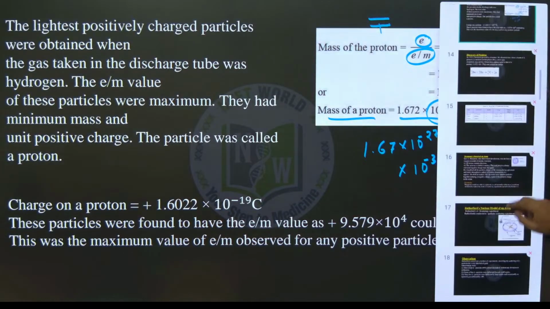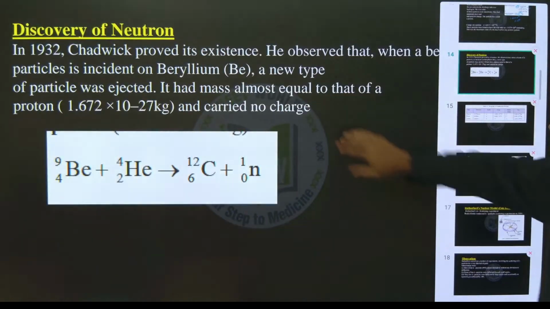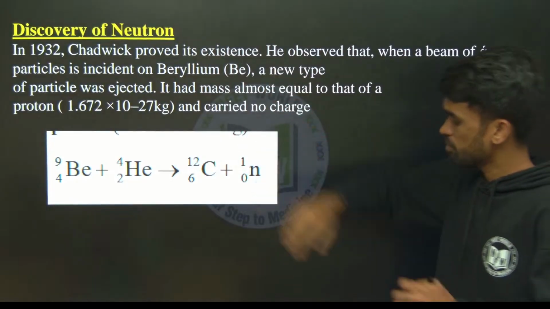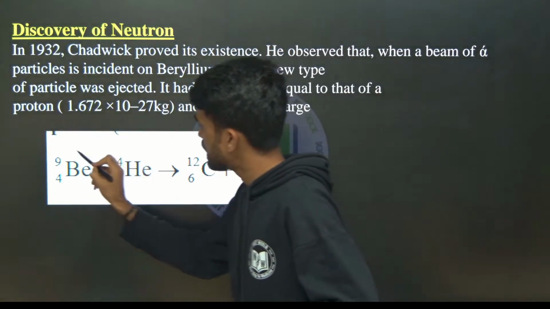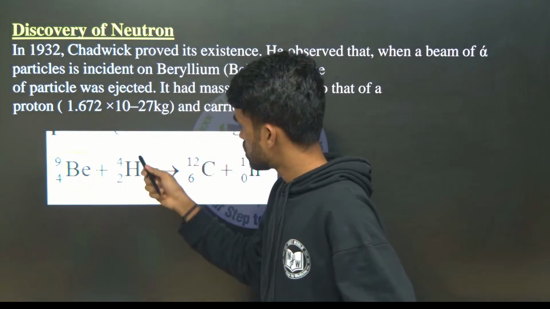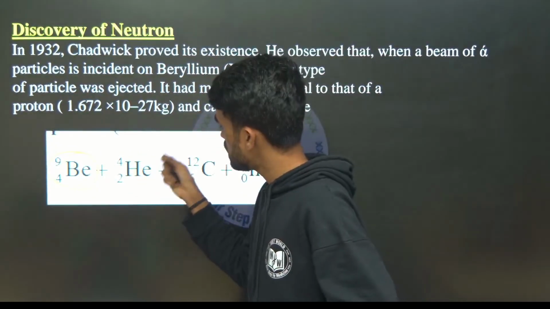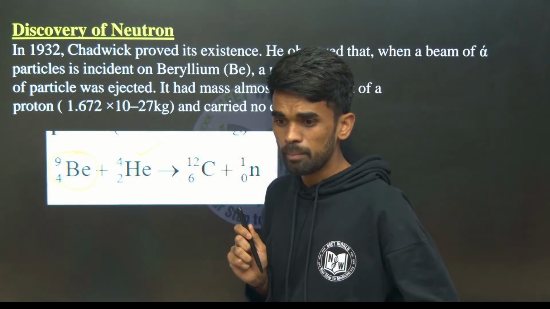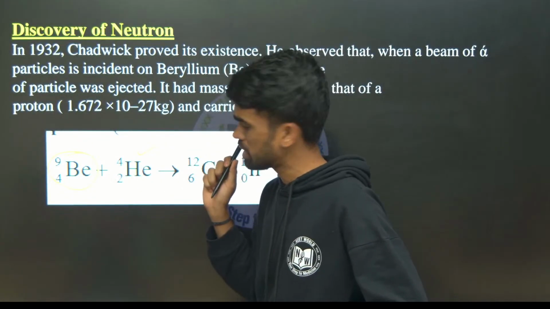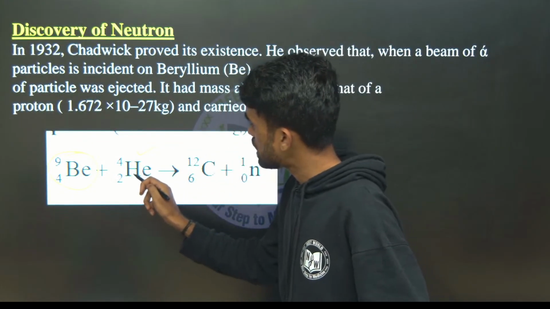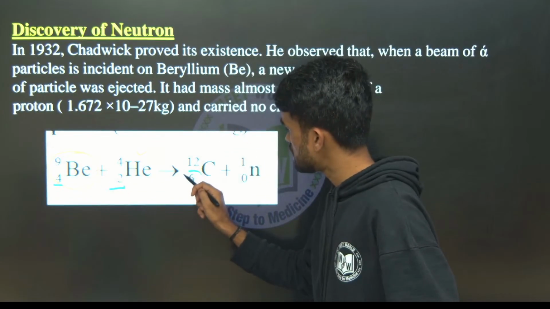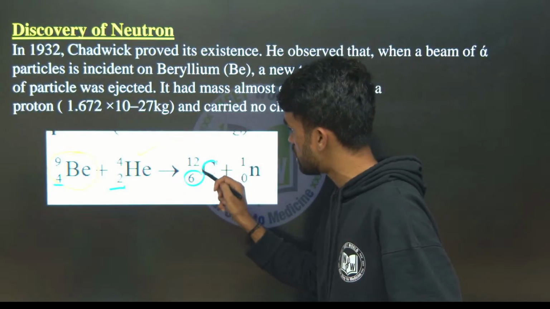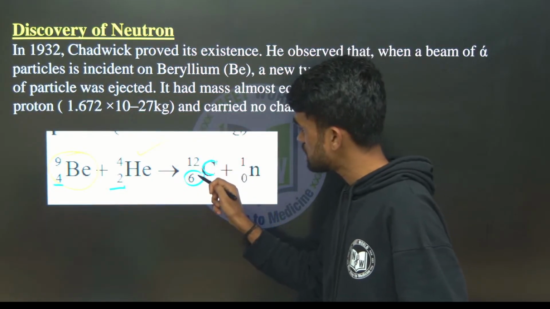Now the next one we have is neutron discovery. This is by Chadwick by a nuclear reaction. He took a beryllium atom and bombarded it with a helium particle. This is called a nuclear reaction. So now what are we going to get? See, 4 plus 2 is how much? 6. So it contains 6 particles. Now we got a new particle here having 6.